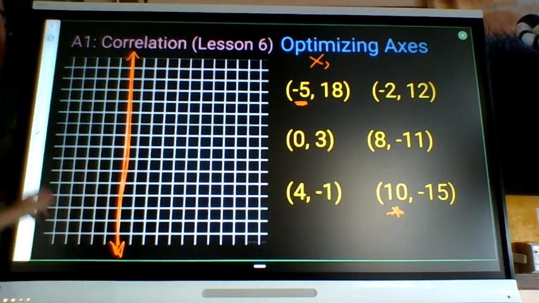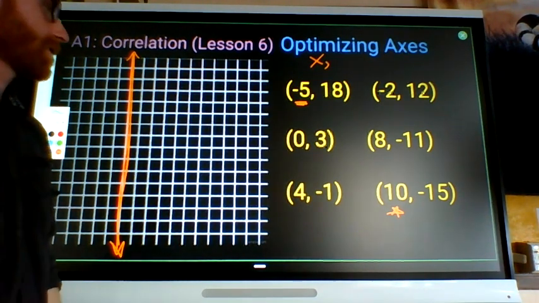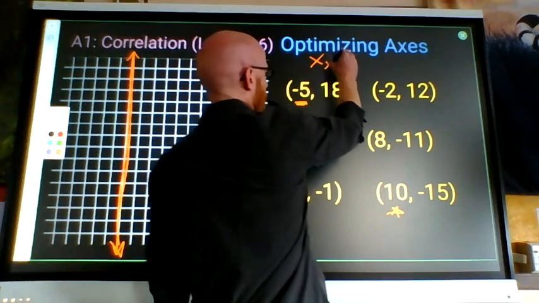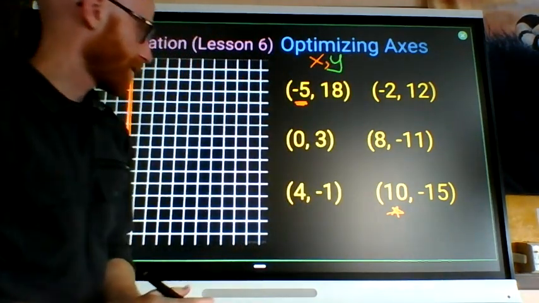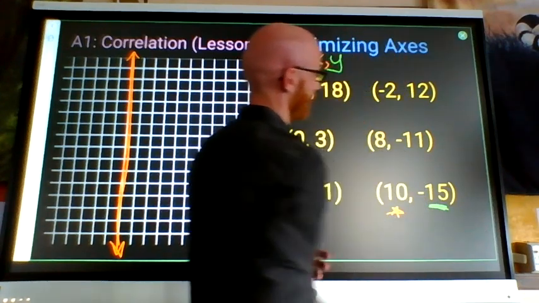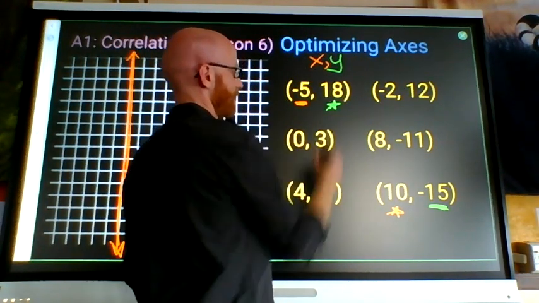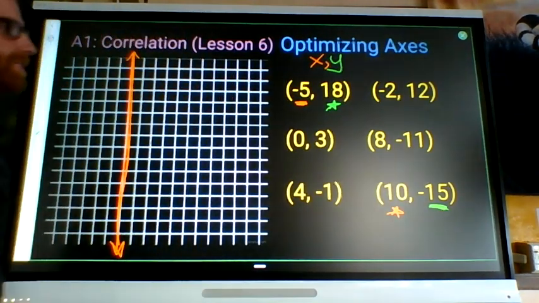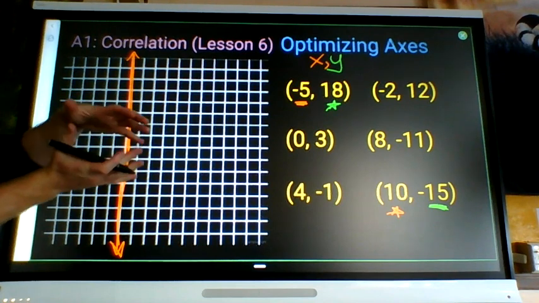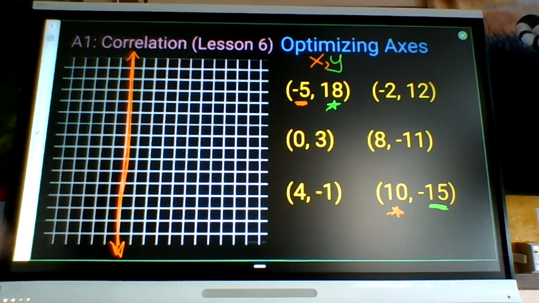Now I'm going to ask the same questions for my y values. What is my smallest y value? Second number, my smallest y value is -15. What's my largest y value? 18. Okay, -15 and 18. So I need to get about a little bit more than 30 on here.